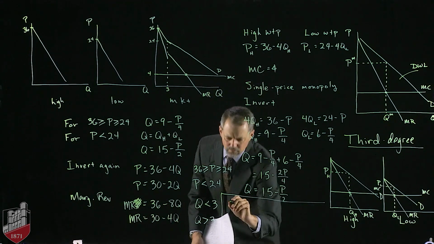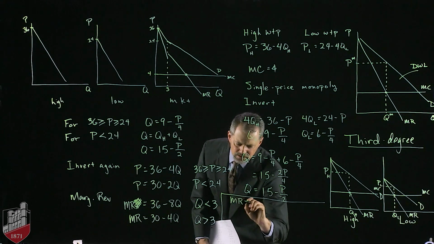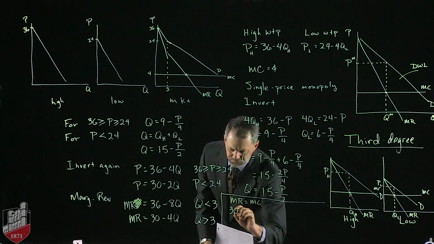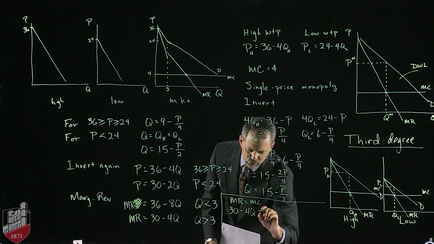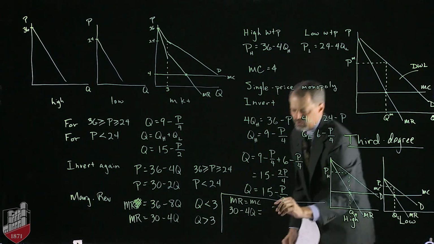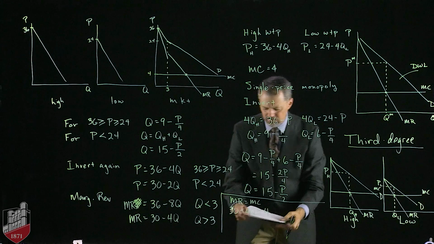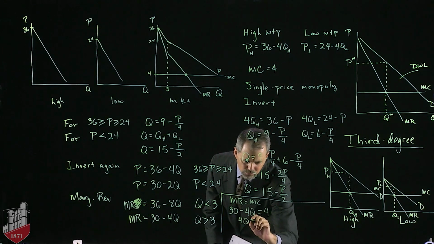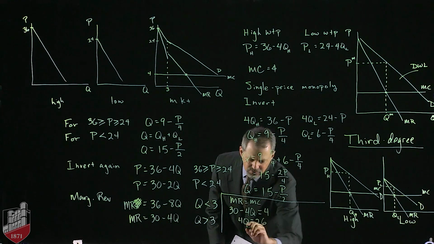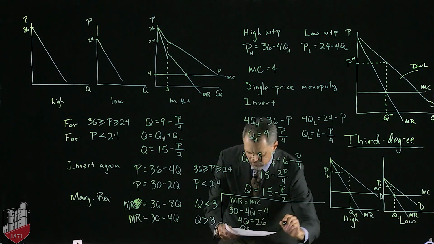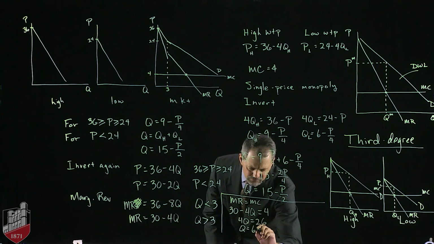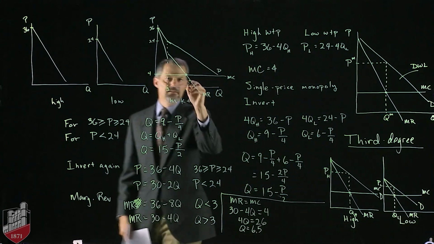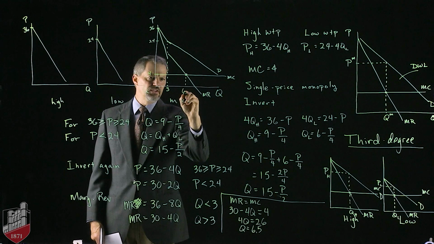So I'm going to say marginal revenue equals marginal cost. Marginal revenue is 30 minus 4Q, equal to marginal cost, which is 4, right? So that gives us 4Q equals 26. Q is going to be equal to 6.5. This quantity is 6.5.